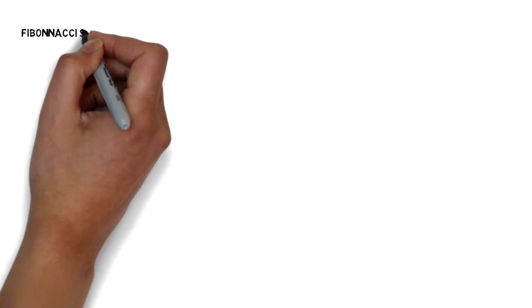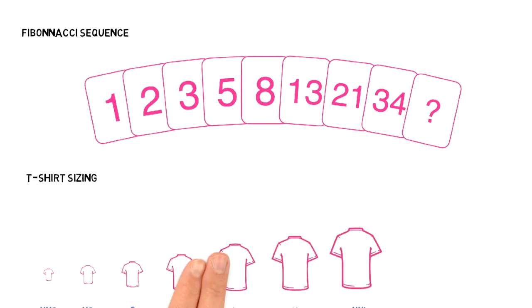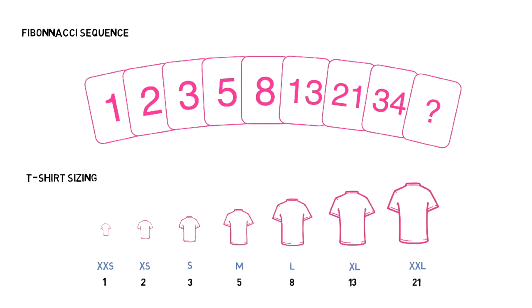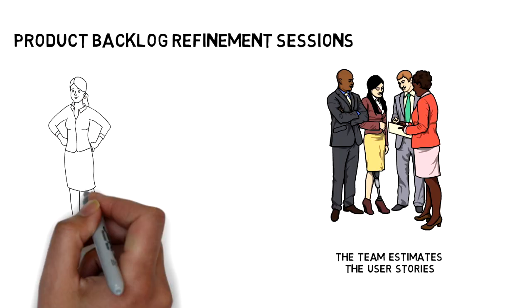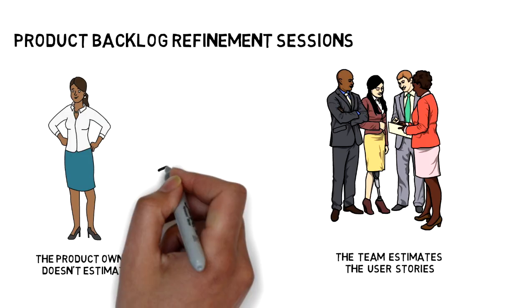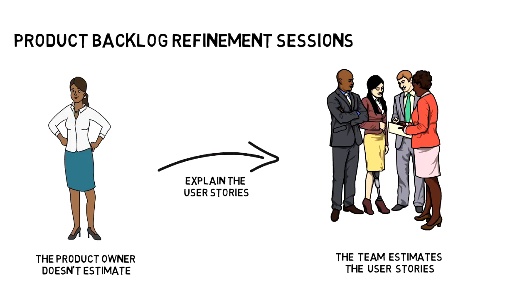In most cases, story points use the Fibonacci sequence as a scale for sizing. Some teams will use t-shirt sizing as a measure. Story point estimation is typically performed during the product backlog refinement sessions, and the product backlog is evaluated by the team, who is responsible for turning the product backlog items into real customer value. The product owner does not contribute to the estimation, but has the responsibility to explain what the product backlog items are about.